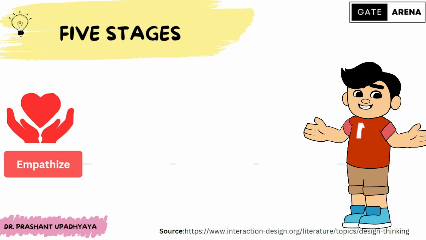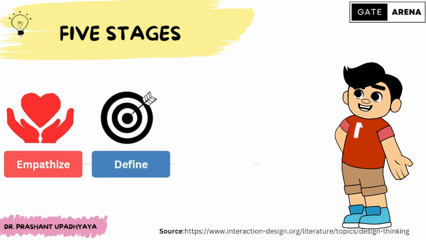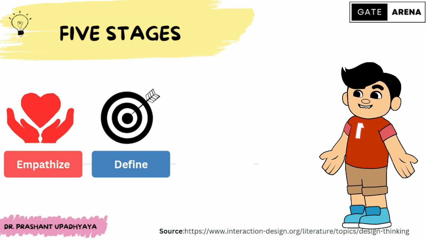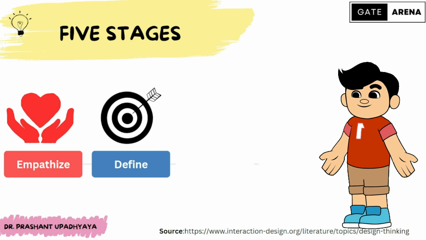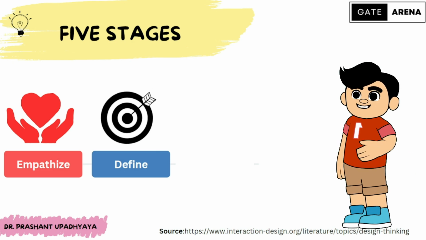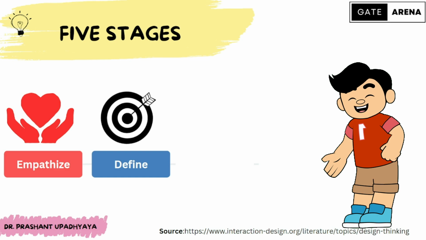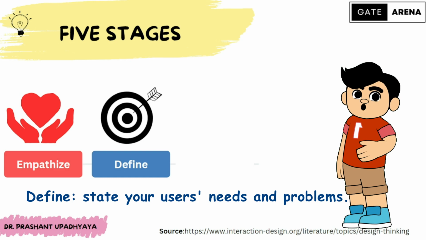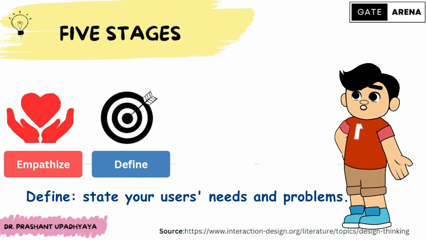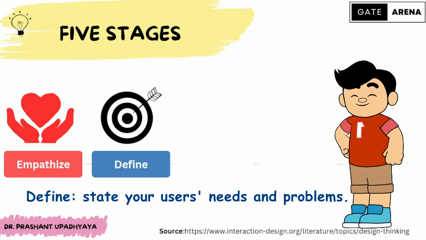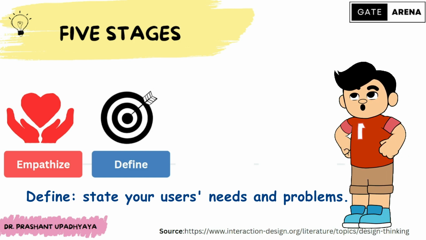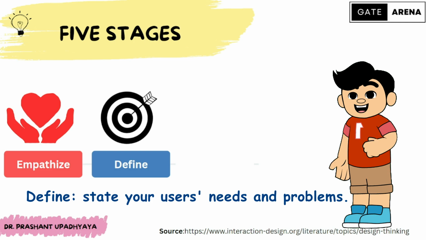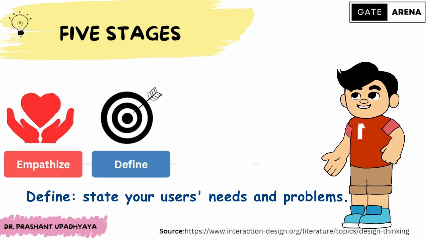Moving ahead, the next stage is the define stage. In this stage, you synthesize the information gathered during the empathize phase to define the core problem or challenges. This involves creating a clear problem statement or a point of view that captures the sense of the problem from the user perspective. So you can say that the second stage focuses on your user needs and problem. In this, you will analyze your observations to define the core problem which you and your team have identified. Therefore, defining the problem and the problem statement must be done in a human-centric manner.